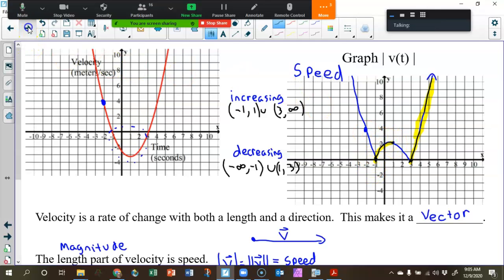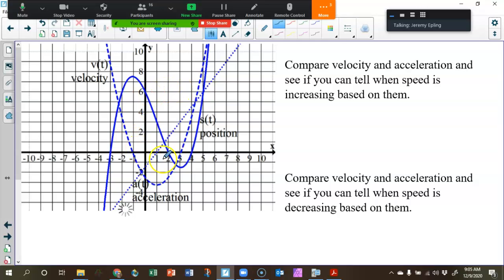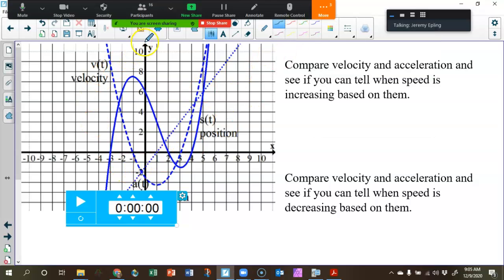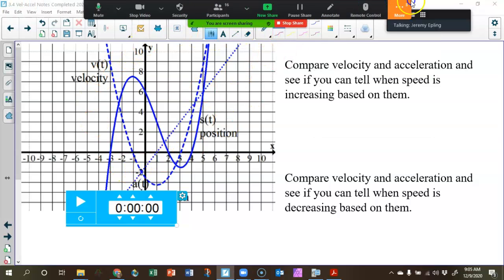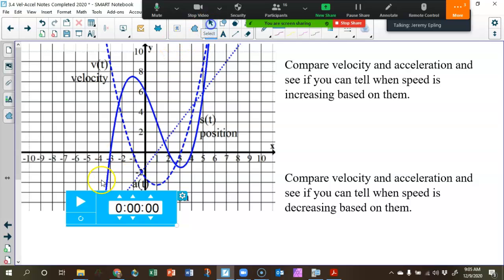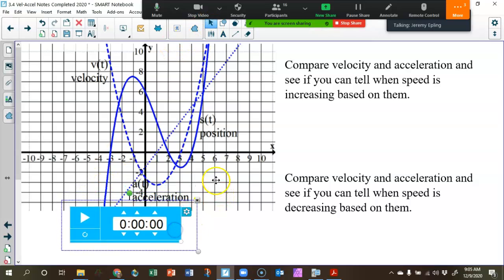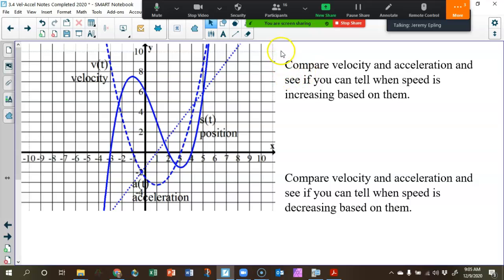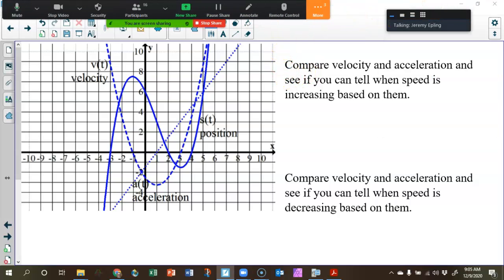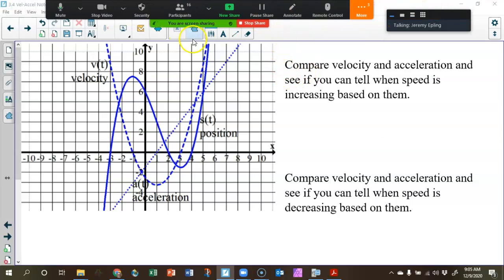So I'm going to go back to our picture we ended with yesterday, where we've drawn velocity, acceleration, and position all together. And we're going to try to look at, well, could we use those graphs to figure out when speed is increasing, when speed is decreasing? So let's start with when speed is increasing.